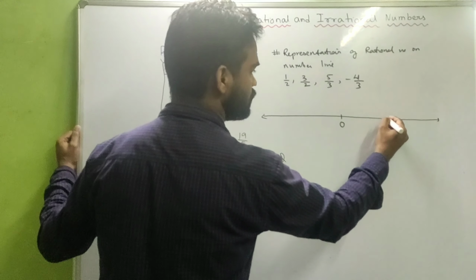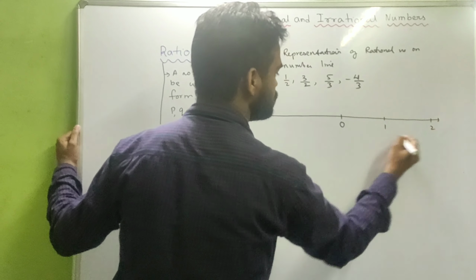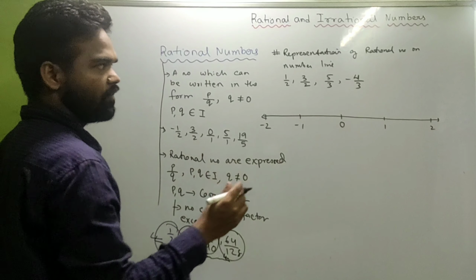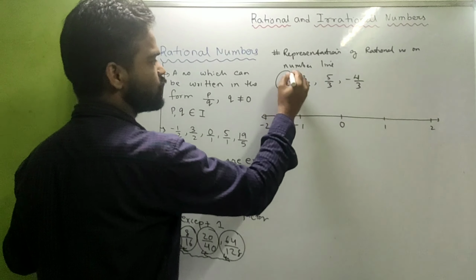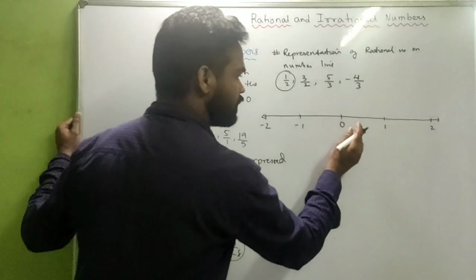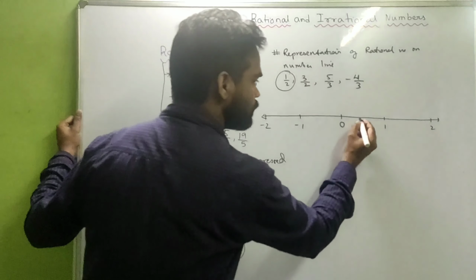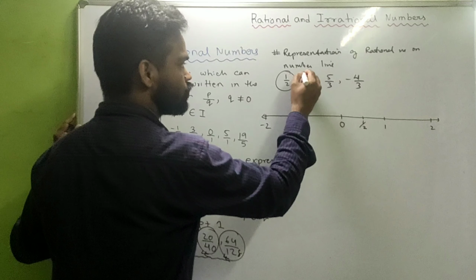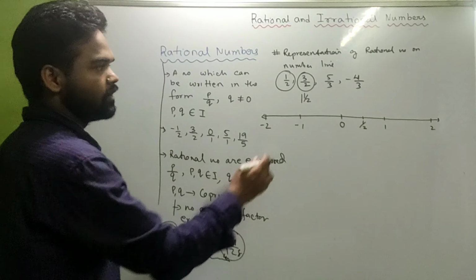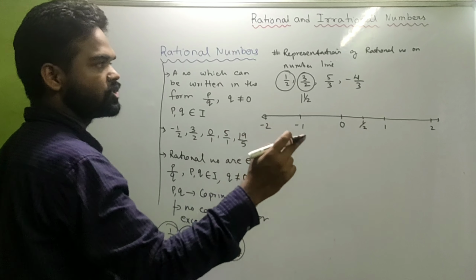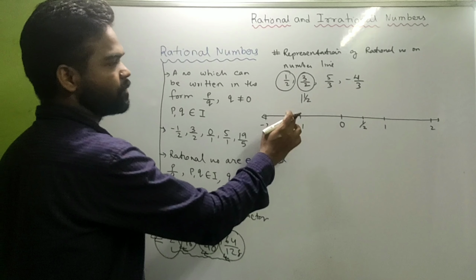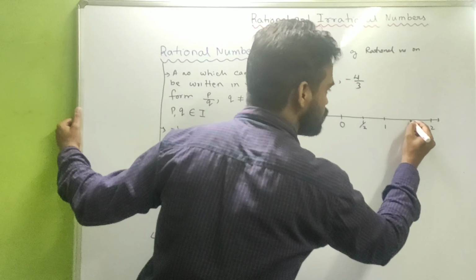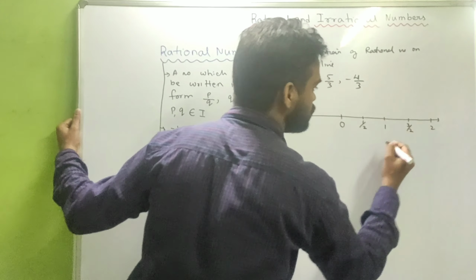Suppose this is my 0, this is 1, this is 2, this is minus 1, equidistant, minus 2. Half lies between 0 and 1 midway, which means 0 and 1 I'll divide into 2 parts, and this will be my half. 3 by 2 is 1.5. Again, 3 by 2 lies between 1 and 2. Am I clear or no? Between 1 and 2, 1.5, again half, which means I'll divide this into 2 parts, and this is my 3 by 2.